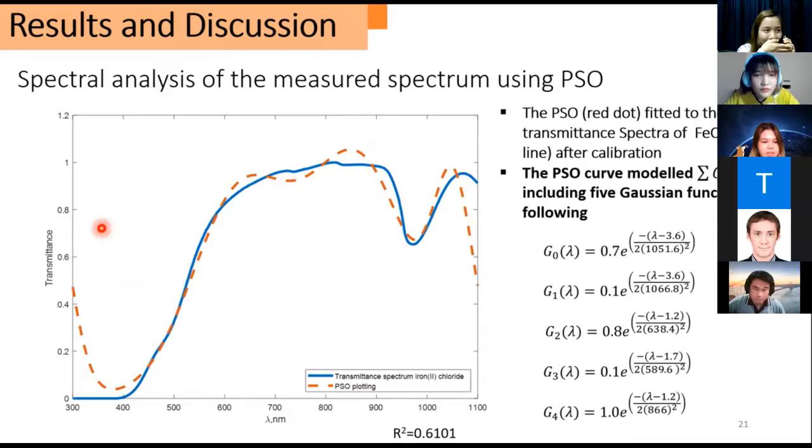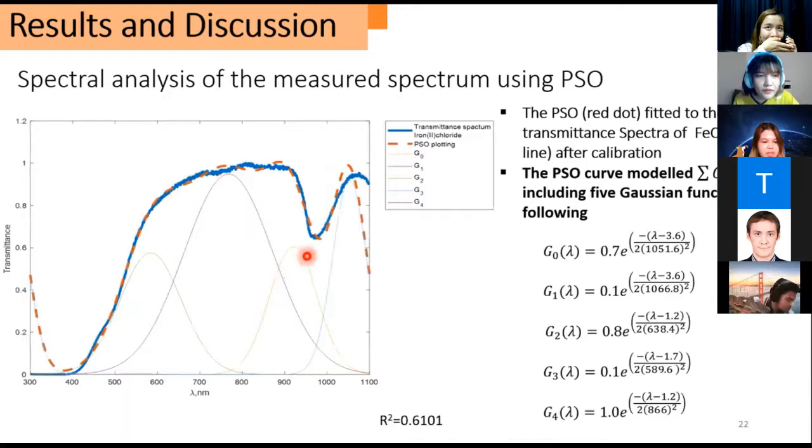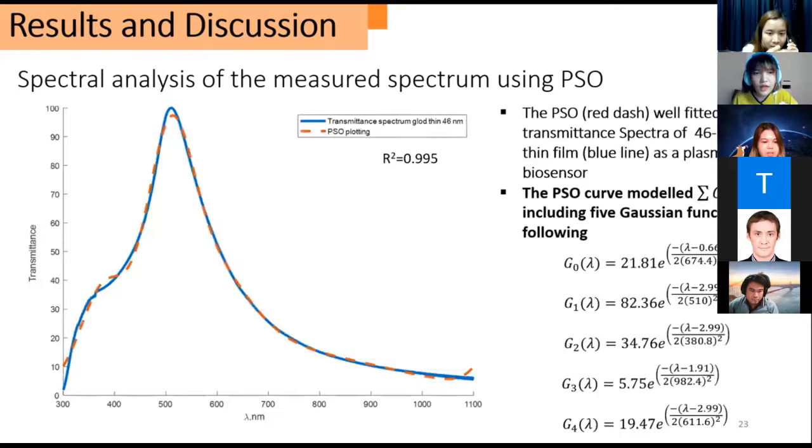Another result is the ferrous chloride. The blue line is the transmittance from the standard spectrophotometer, and the red dot is the PSO curve fitting. When we use the 5 Gaussians to plot the PSO, we get an R square of 0.6101.